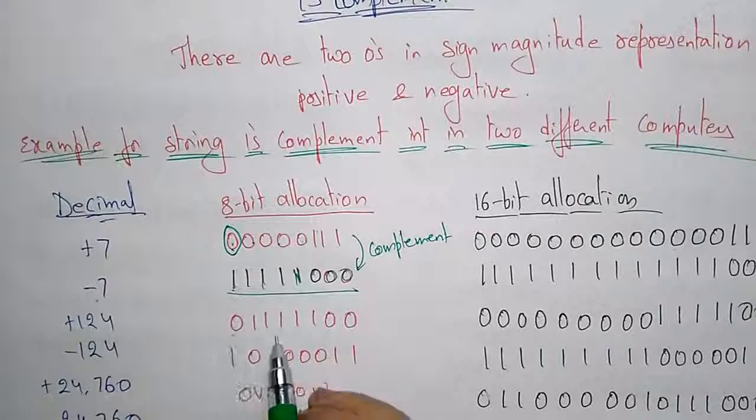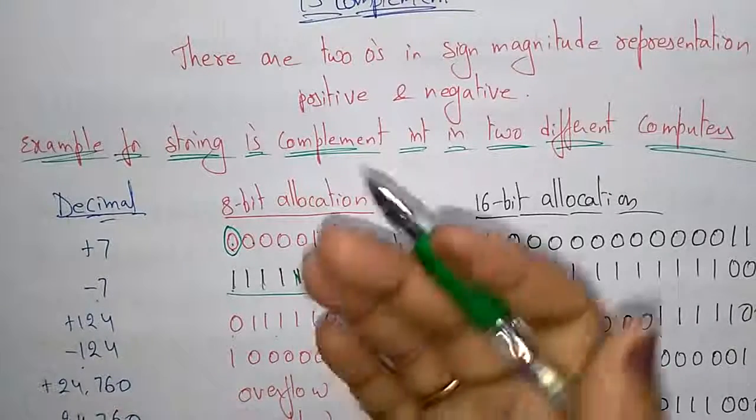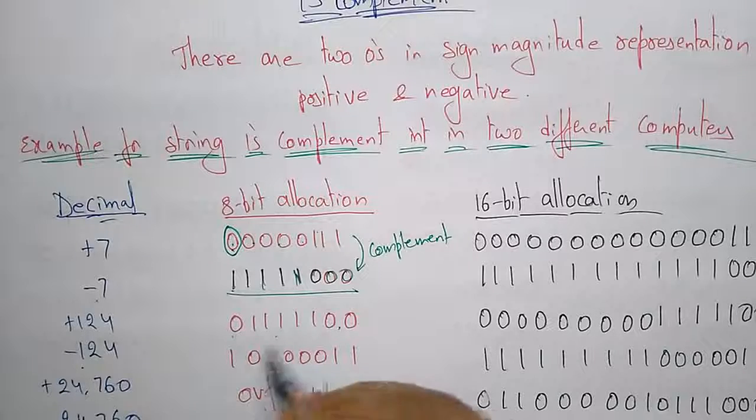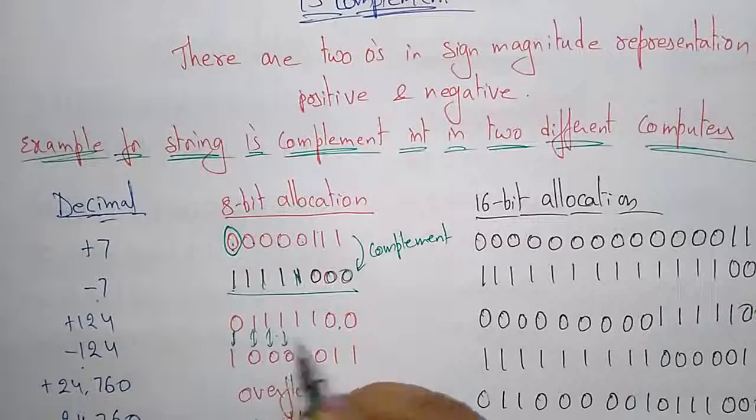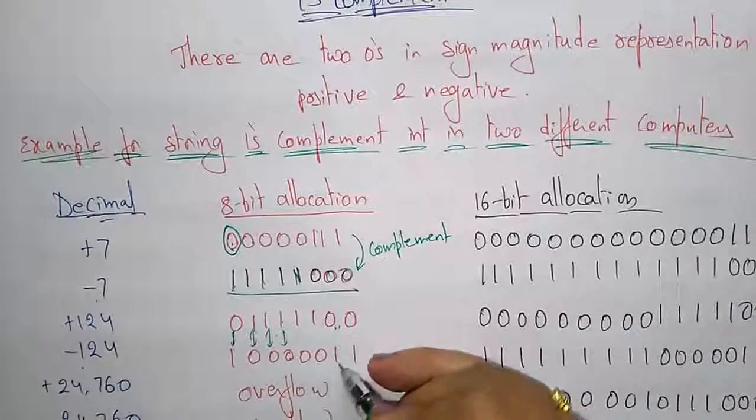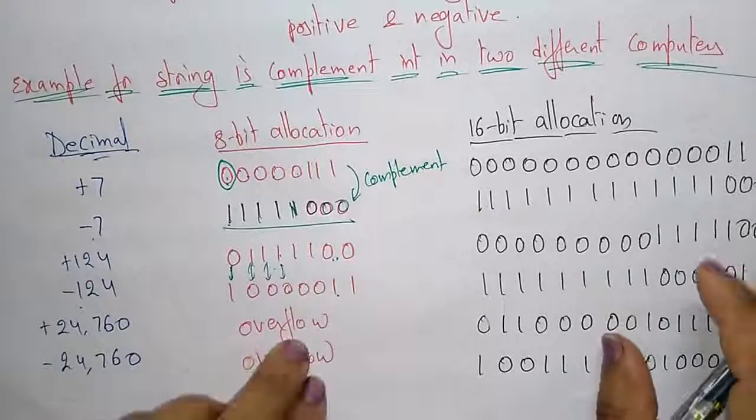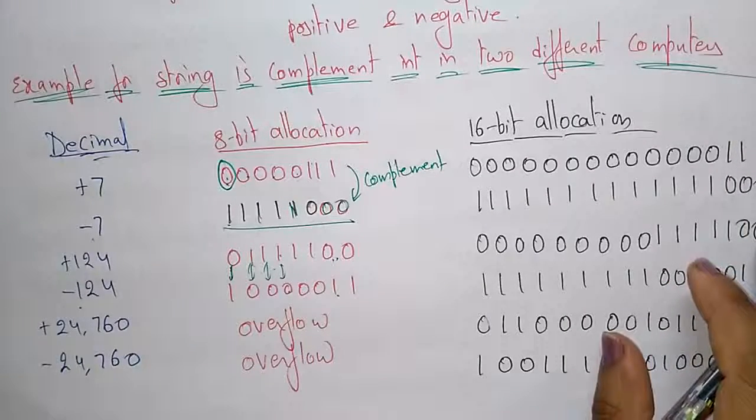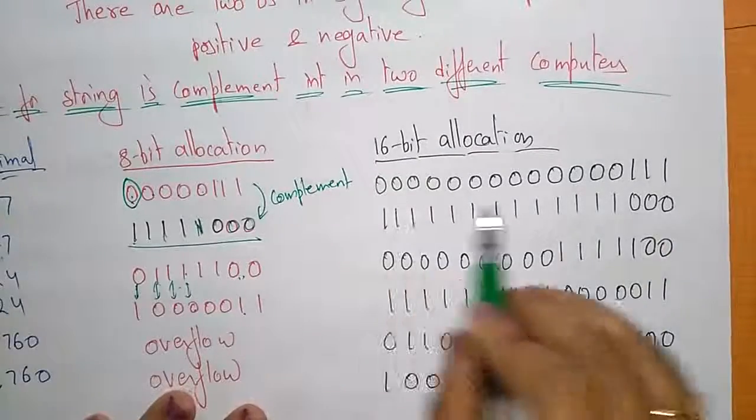This is the value of plus 124. If it is minus 124, you just have to reverse the positive number, so in place of 1 put 0, and in place of 0 put 1. Plus 24760 is an overflow for 8 bits, since the range is limited. And this is for 16-bit allocation.